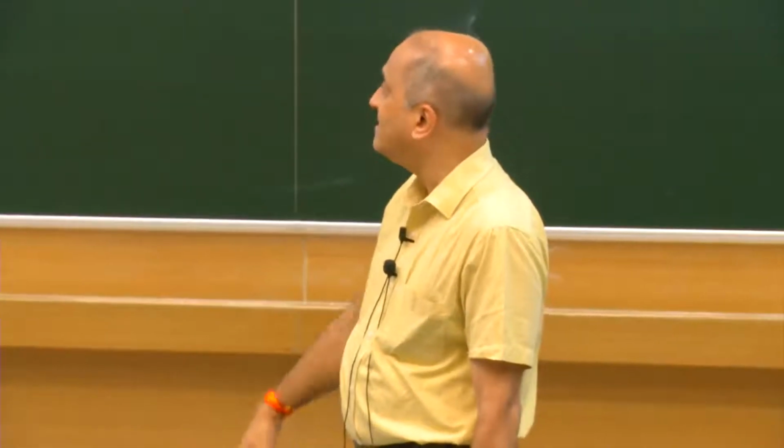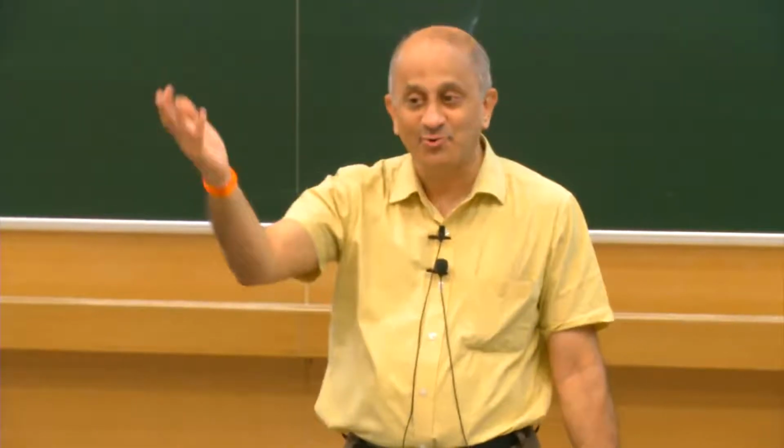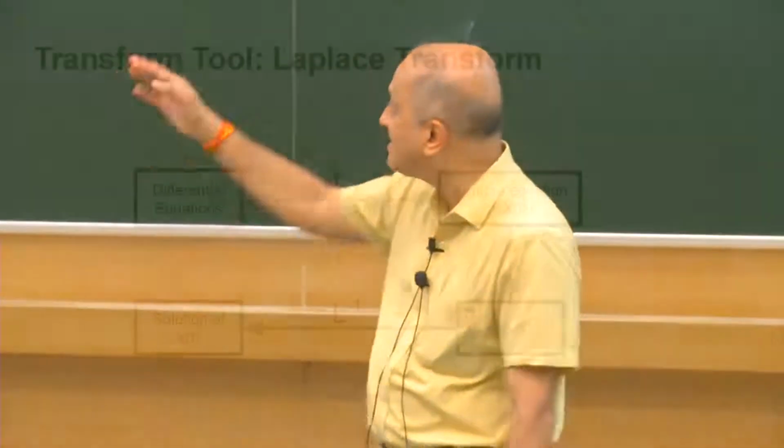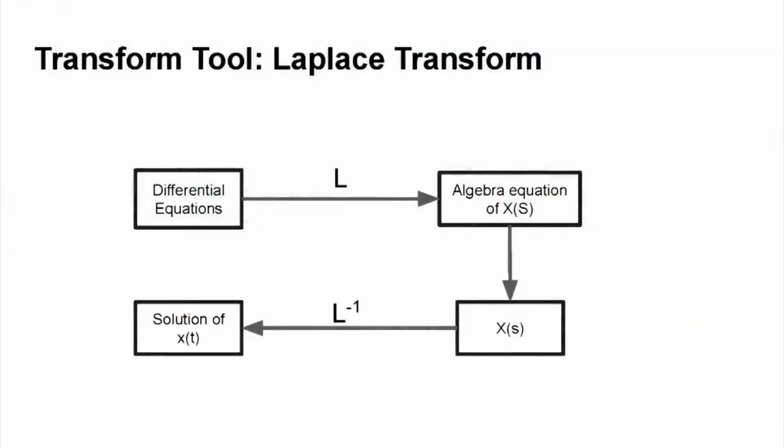Now, of course, I think all of us know this, so I'm not going through the exercise of think, pair, share, but let's see. You have a differential equation, you take the Laplace transform, so now you get an algebraic equation. Many of you know this process, right? You solve the algebraic equation in terms of the Laplace transform, and then you get the solution by inverting the Laplace transform.